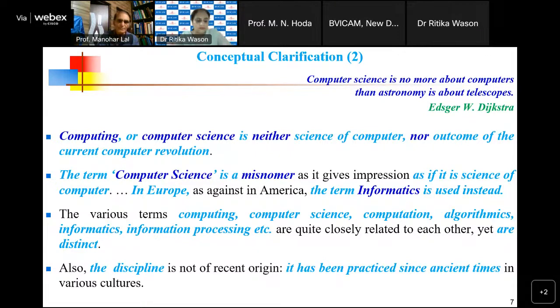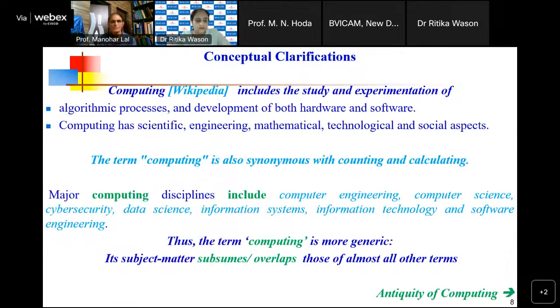This is Edsger Dijkstra. Computer science is neither the science of computers nor the outcome of the current computer revolution. The term computer science is a misnomer, as it gives the impression that it is the science of the computer. This is why in Europe they don't use the term computer science, they use the term informatics. Various terms, computing, computer science, computation, informatics, information processing, are quite closely related to each other, but are distinct. Also, the discipline is not of recent origin, as we'll explain in this talk. It has been practiced since ancient times in various cultures.